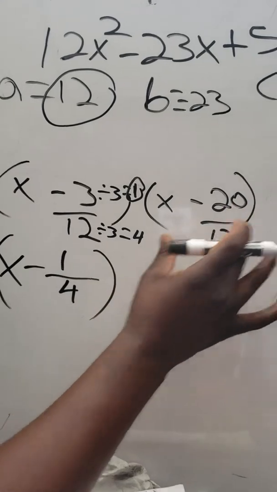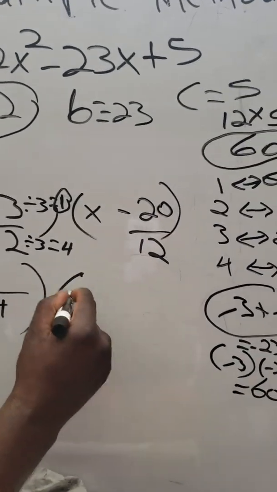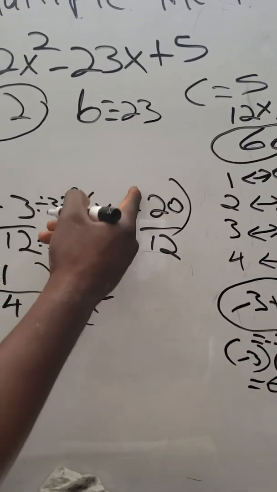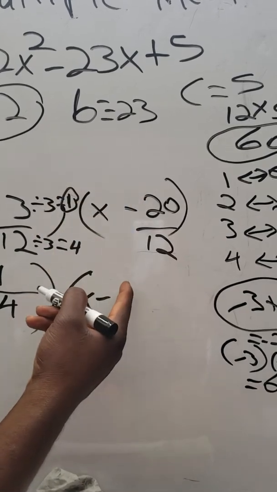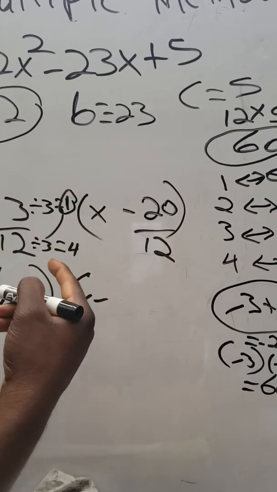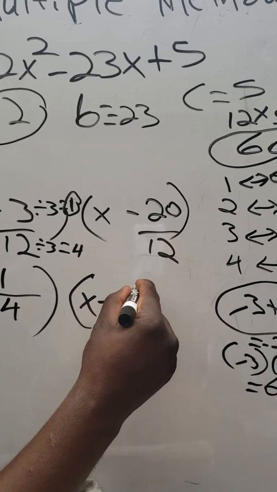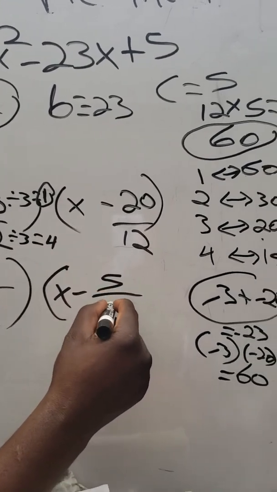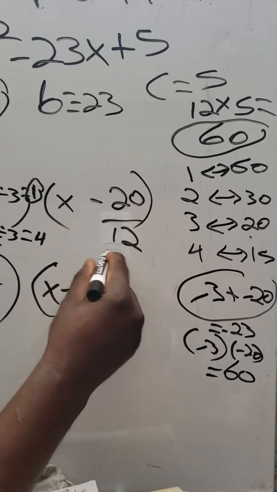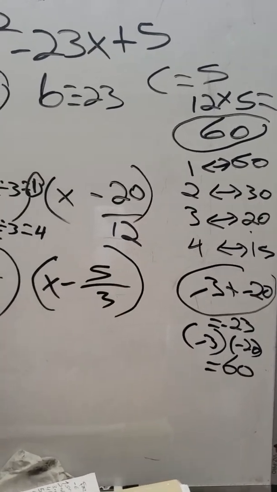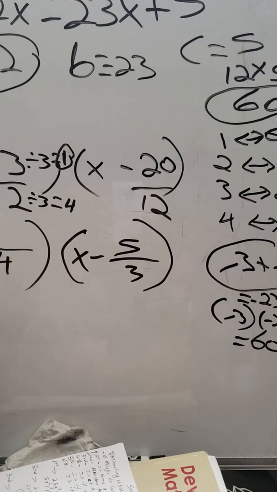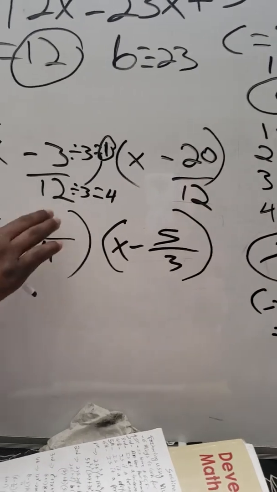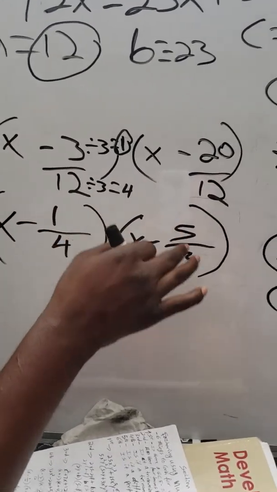So we're going to come here and simplify. x minus the simplification of 20 over 12. They both can be divided by 4. So 20 divided by 4 would be 5, and 12 divided by 4 would be 3. So now it becomes x minus 1/4 and x minus 5/3.